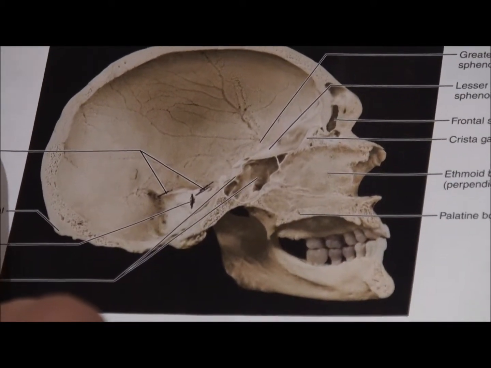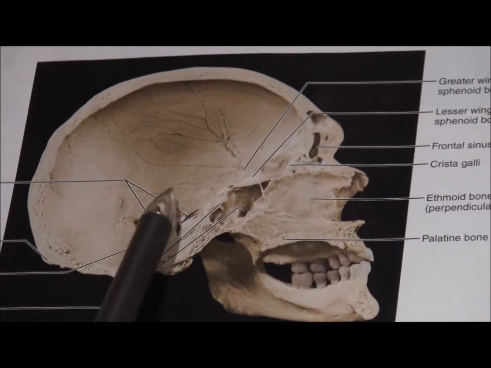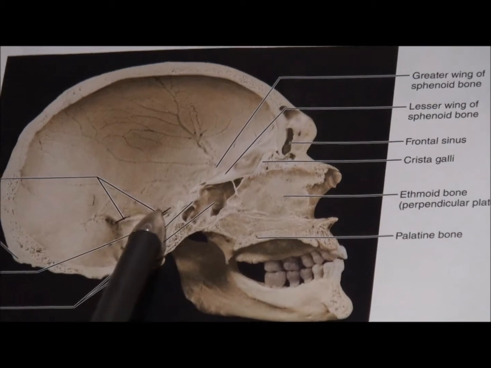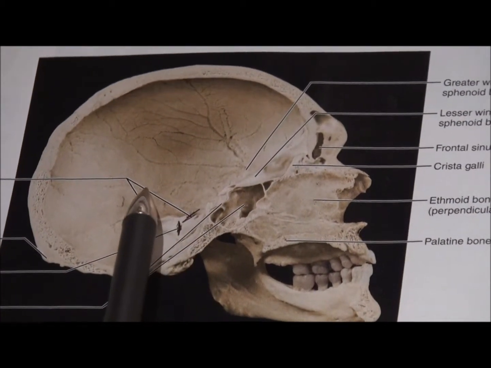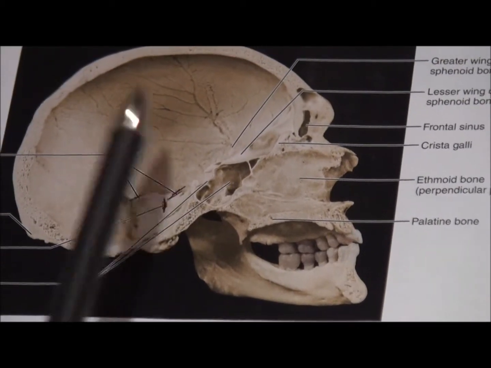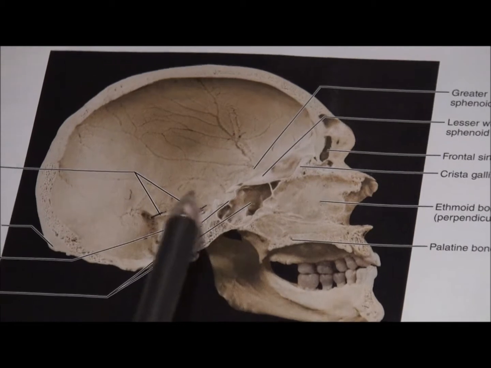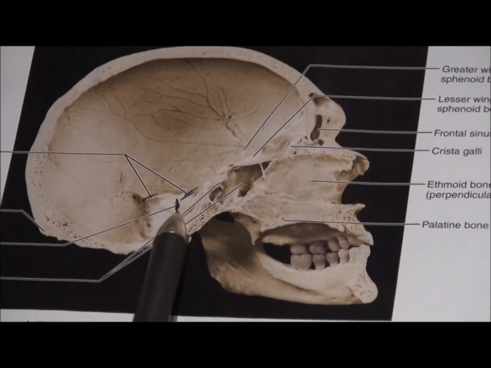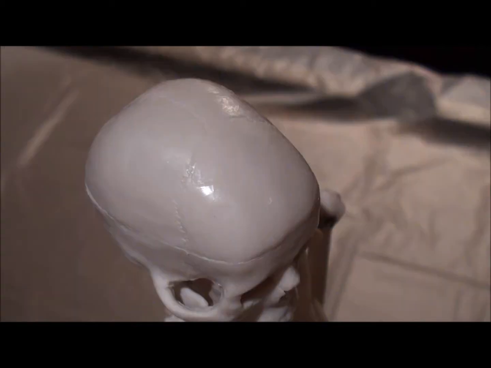For the internal structures, the petrous part of the temporal bone is right here. This houses the middle inner ear cavity. The internal acoustic meatus is this one right here. And the cranial nerves 7 through 8 pass through here.